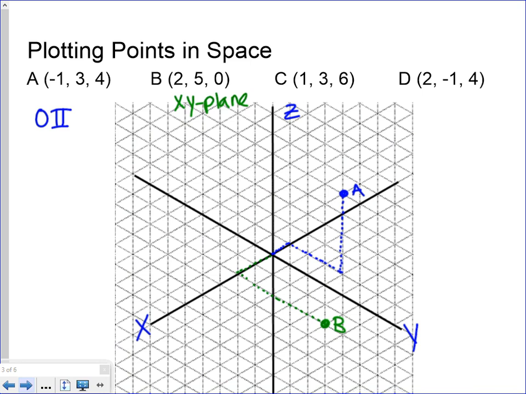For point C, I'm going to go forward 1, right 3, and up 6. And because I have all positives, that's octant 1. I'm going to give you a moment, see if you can plot D for me and name its location.